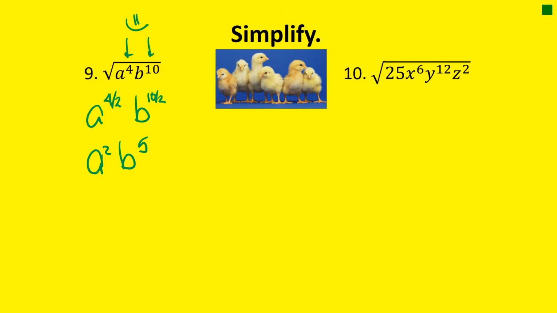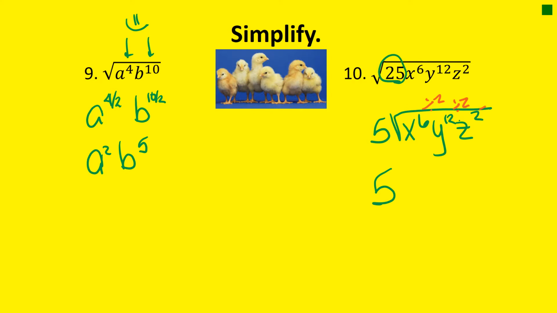Everything stays inside. Here, the first thing I'm going to do is the square root of 25. I would hedge it, but I happen to know it is 5. Then I'm going to look. Is this even? Yes. Is this even? Yes. Is this even? Yes. So that means everything's going to come out. Everybody that's even comes out. So there's 5. What I'm doing, remember, when I take it out, is dividing by 2, dividing by 2, dividing by 2. So it's going to be x to the 3rd, 6 divided by 2, y to the 6th, 12 divided by 2, z to the 1st, 2 divided by 2.